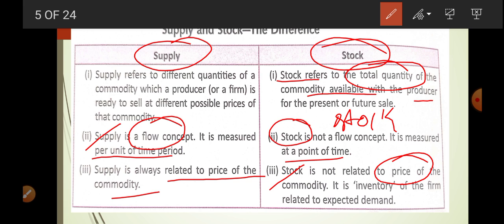On the other hand, supply depends upon the price. If price is high, you are going to sell more amount from your inventory stock. If price is less, you are going to sell less amount.